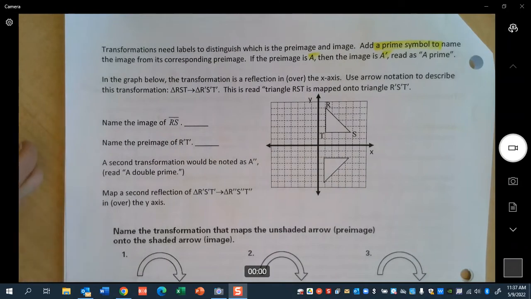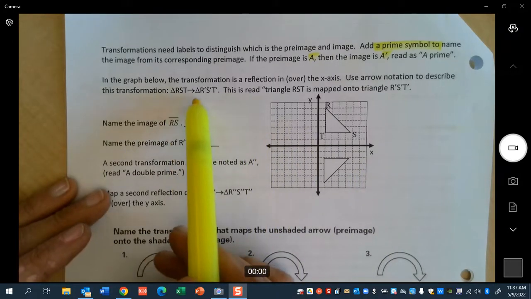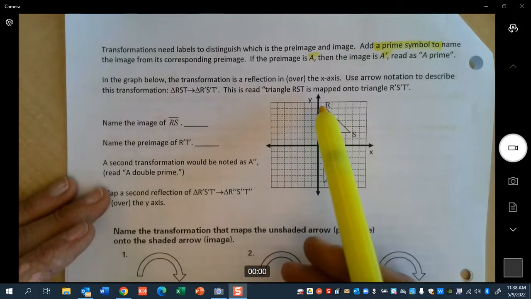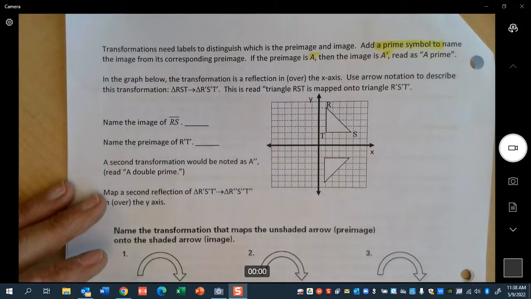In the graph below, the transformation is a reflection over the x-axis. Use arrow notation to describe this transformation. Our triangle RST is transformed to triangle R prime S prime T prime. And we can say that it's mapped onto or transformed onto it.